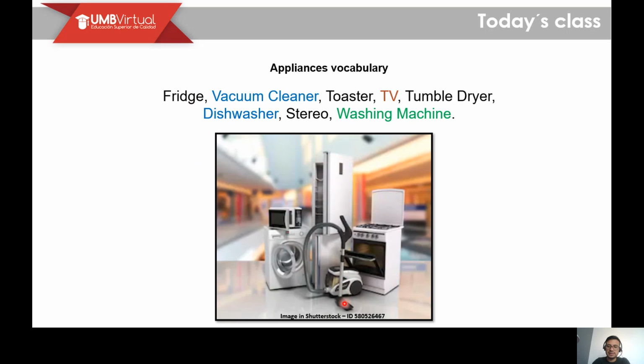Vacuum cleaner, that is this one that will help us to clean the wraps and things like that. Toaster, that we don't have an image in here, but it's used to toast the bread, for example, to make it crunchy. And we have TV, that we all know. Tumble dryer, that is this one that helps us to dry our clothing when we are washing it. We have dishwasher, that we don't have a big image in here, but helps us to clean the dishes using steam.